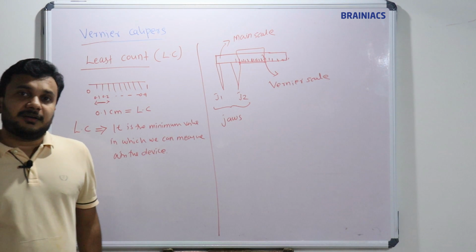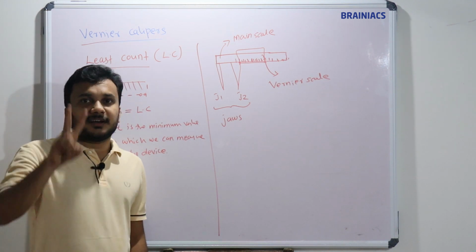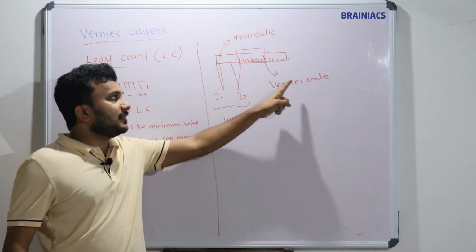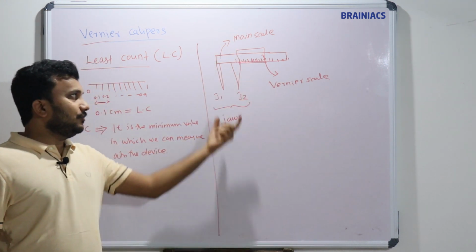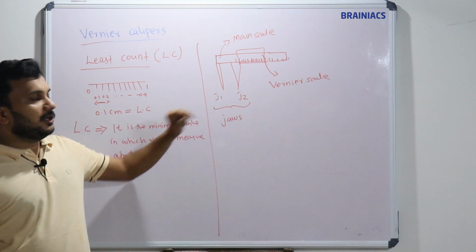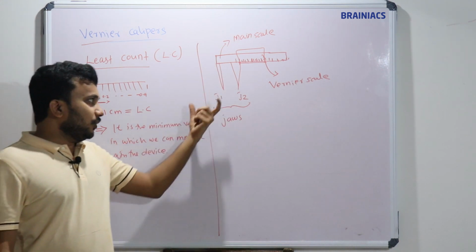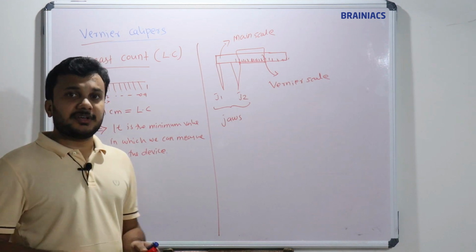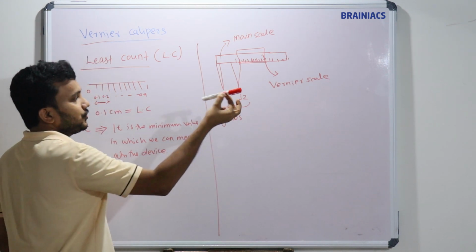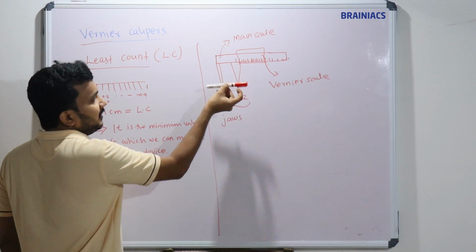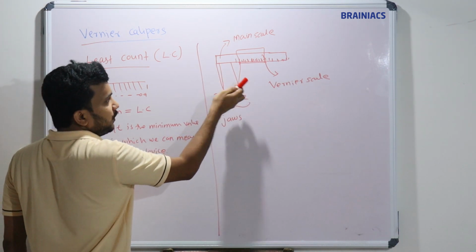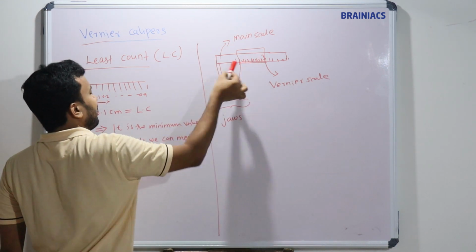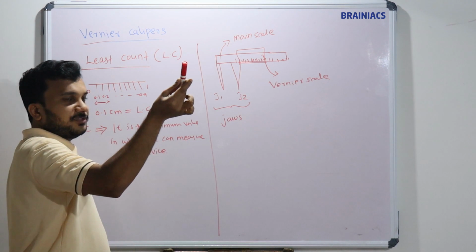In case of a vernier caliper, there are two scales. One scale is called the main scale, another one is called the vernier scale, and we have two jaws. I will tell you why these two jaws are used. Suppose I want to measure the size of this pen, then I will adjust the jaws and place this pen in between the jaws. Then I will get the accurate value of the length of this pen.